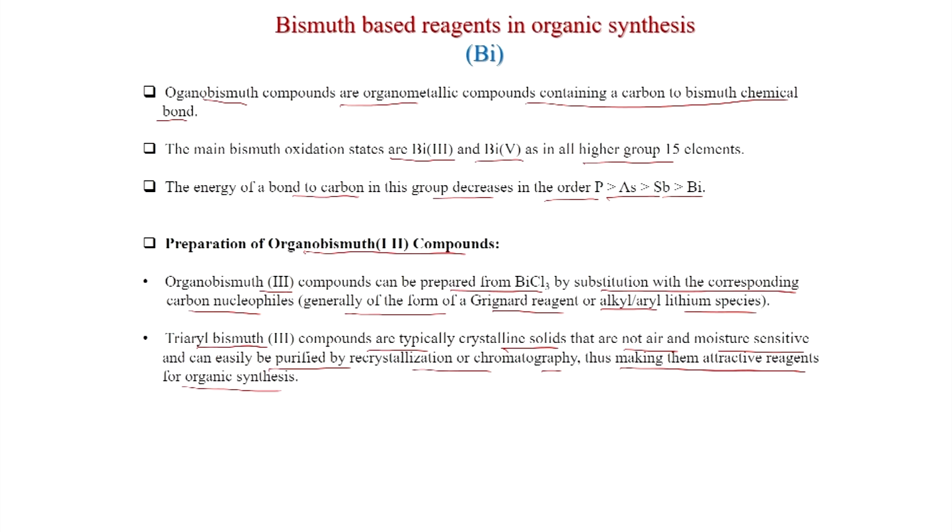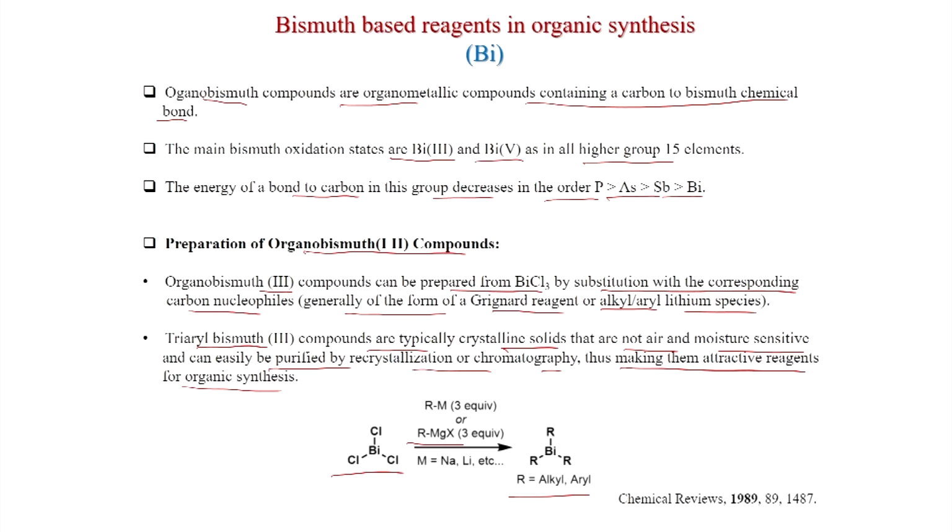So, they are very useful in that way, and with bismuth trichloride you can generate this trialkyl or triaryl bismuth with the appropriate Grignard reagent, 3 equivalents. This was reviewed in Chemical Reviews 1989.